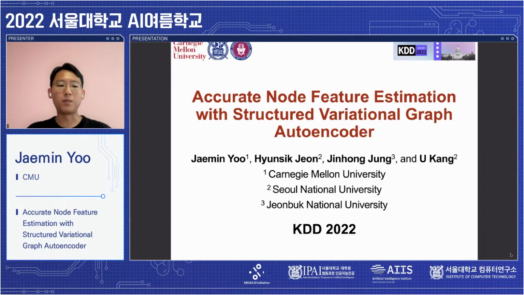I'm Jamie New from Carnegie Mellon University, and I'm going to talk about our recent paper, whose title is Accurate Node Feature Estimation with Structured Variational Graph Autoencoder. This paper will be presented at this year's KDD conference, and this work was done with Hyun-Sik Jeon and Jinong Jung and Professor Yu Kang at Seoul National University.